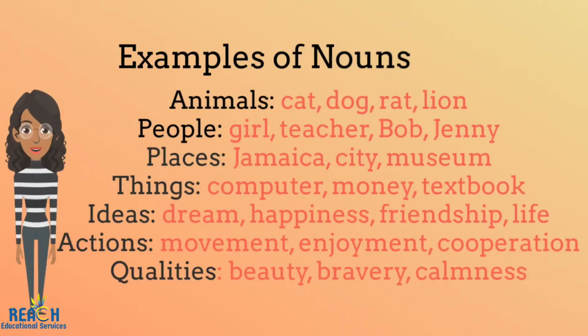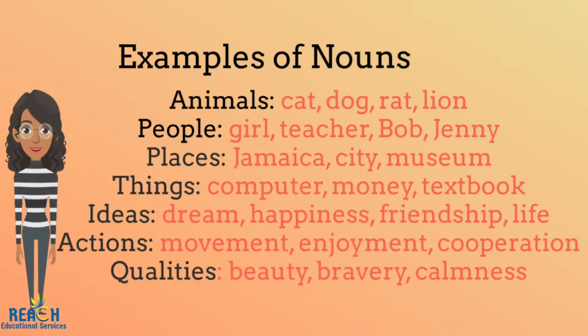In order to have a better grasp of nouns, let us first look at some examples of each category. Animals: cat, dog, rat, lion. I'm sure you're familiar with these words. So yes, you do know what nouns are, but perhaps you didn't know that these are nouns. Very good job, my amazing students.